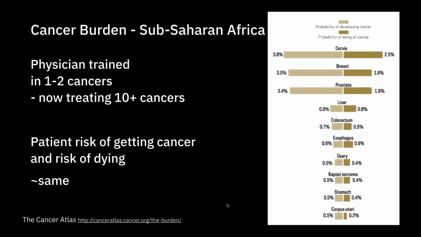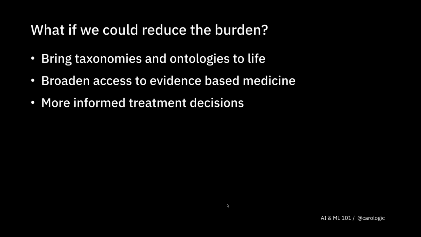So if we can give those physicians more information about more cancers, they'll be able to more accurately treat those patients and potentially get them the life-saving treatments that they need more quickly. So reducing that burden, how can we bring these taxonomies and ontologies to life for these individuals so that everyone can live longer? How can we broaden access to evidence-based medicine by giving them more access to more information and potentially make more informed treatment decisions? Again, these are ways that these systems can add to the experience and add to the solution for people's health. And this type of model can be used across many different industries.